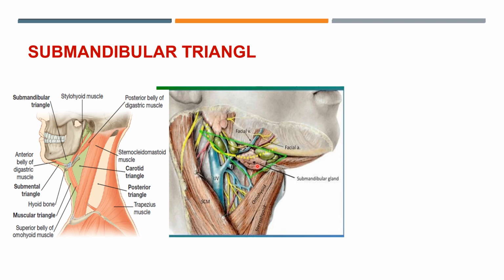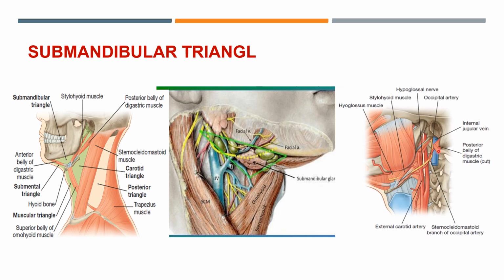triangle: submandibular salivary gland, submandibular lymph nodes, facial artery, and facial vein. I want you also to see this nerve, which is the hypoglossal nerve. The hypoglossal nerve, this is cranial nerve number 12, and it enters the submandibular triangle and it goes to supply the tongue. It supplies the muscles of the tongue. It supplies all the muscles of the tongue, called hypoglossal nerve.